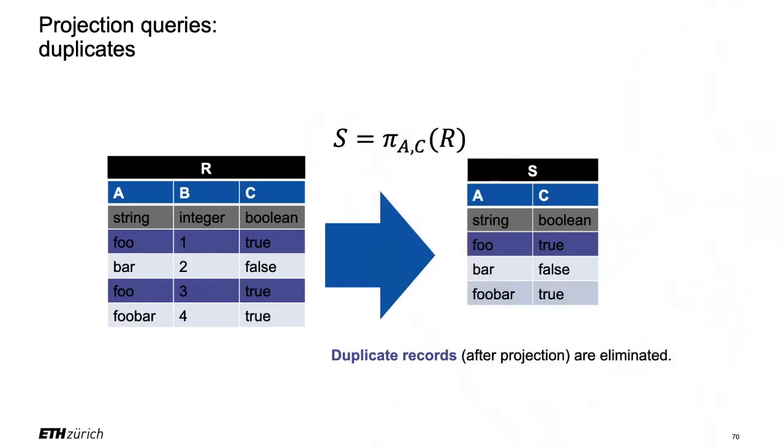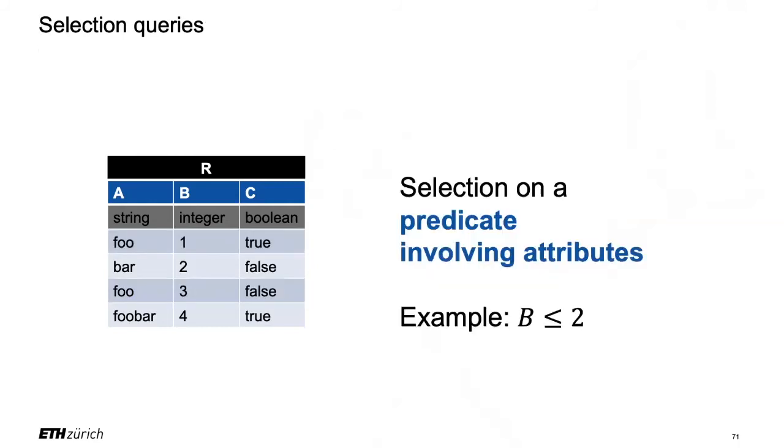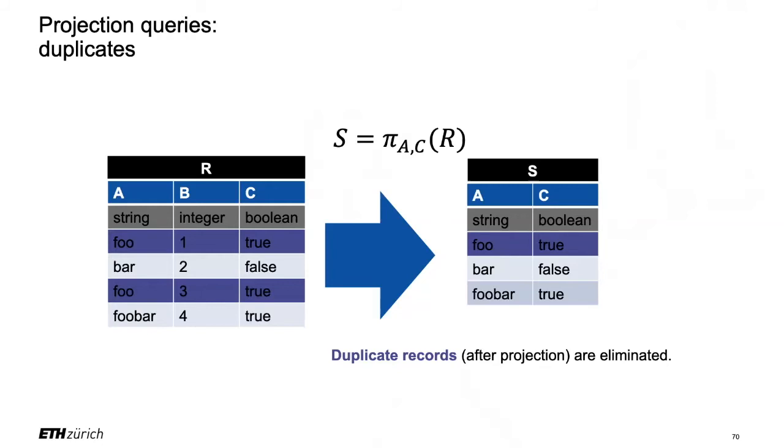Okay, so this is pi, A, and C. And we'll see there's plenty of other Greek letters that we will see. We'll see sigma, gamma, delta, and so on. And they will be all over the place. This here is the relational algebra. Okay, that was projection.